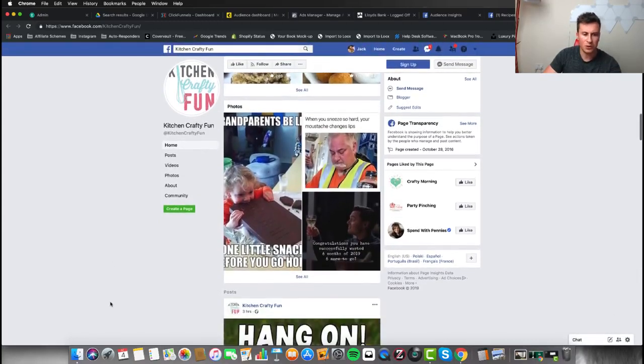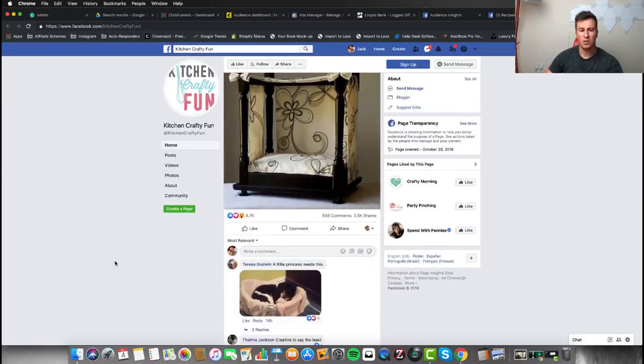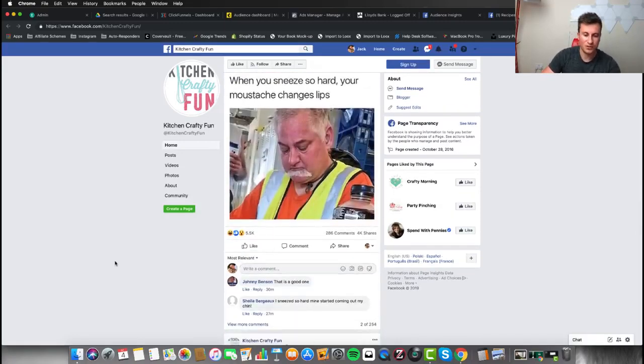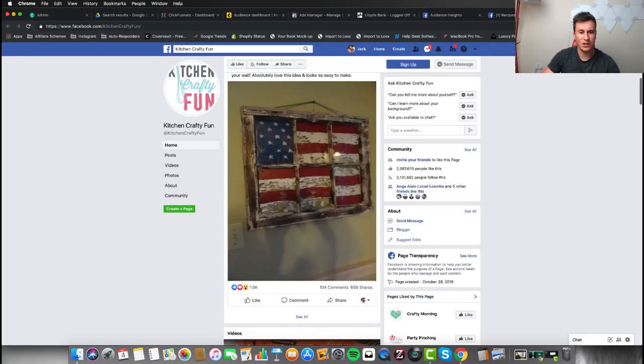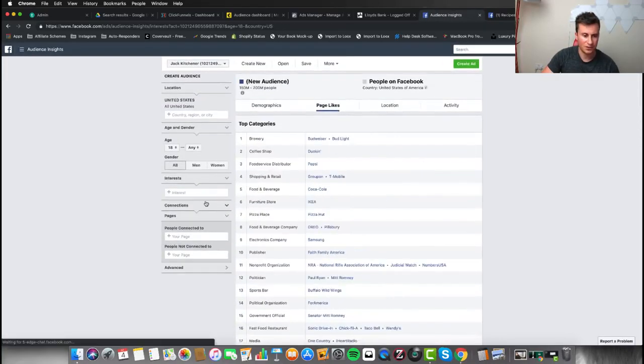Make sure you go through the posts, and what you're looking for then is kind of like the average engagement rate on their posts, because a page that gets good engagement obviously has a passionate audience, which would potentially make it a good interest to target. So the engagement is actually very good. So I'm just going to go back to my audience insights tool then, see if we can actually target this solely on its own. So Kitchen Crafty Fun, let's get rid of this one.